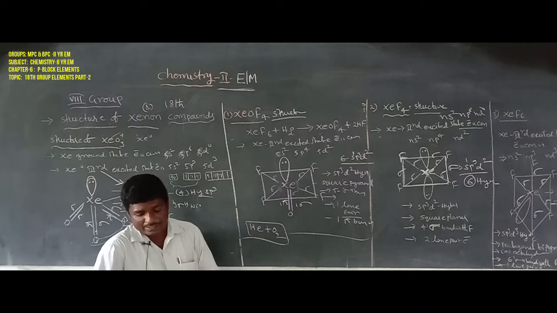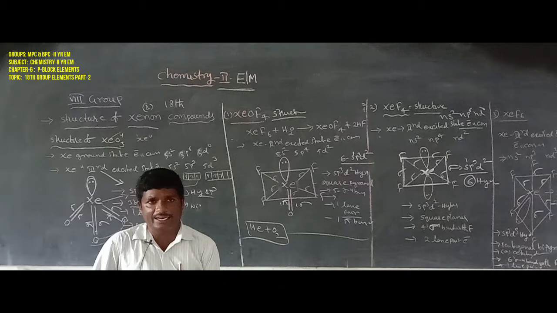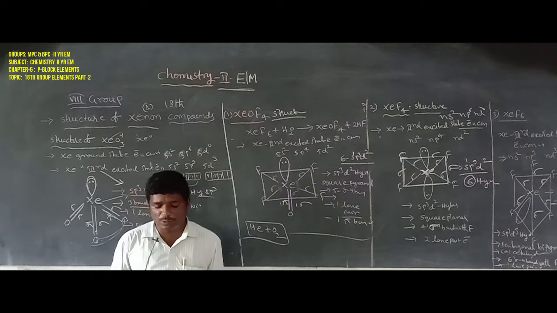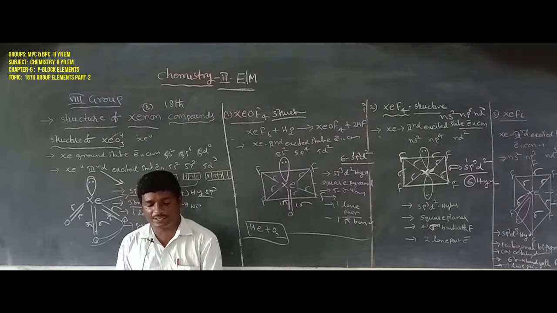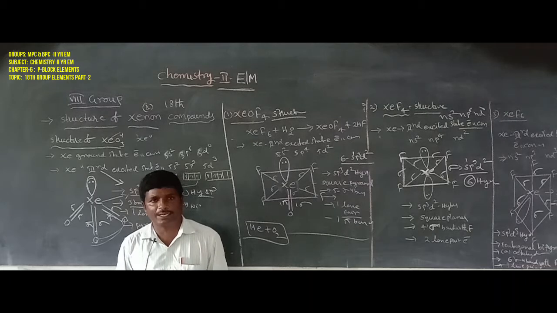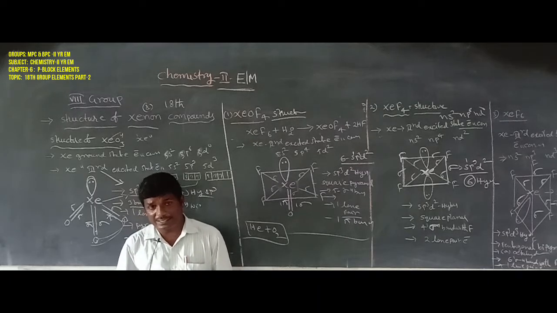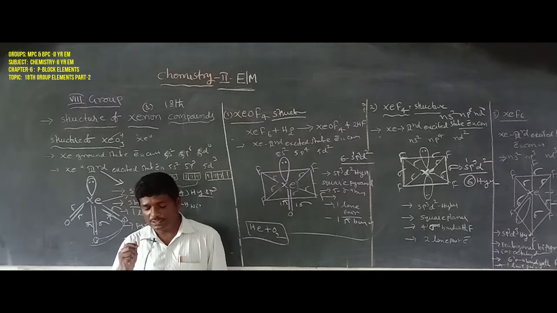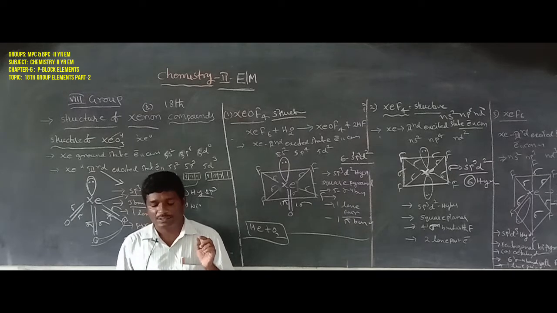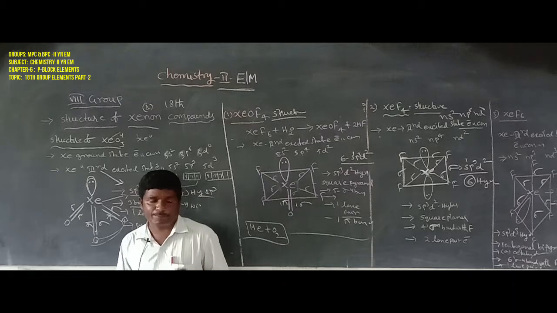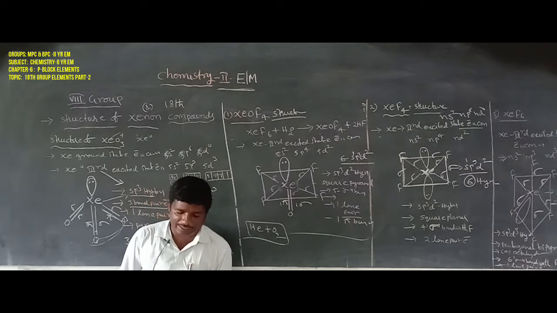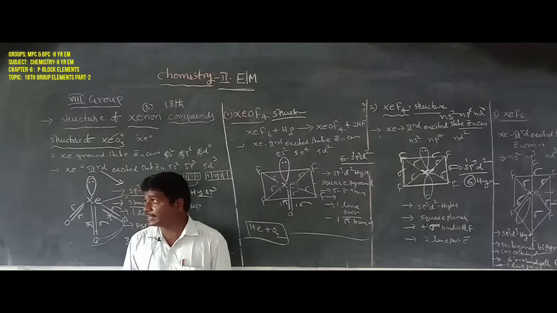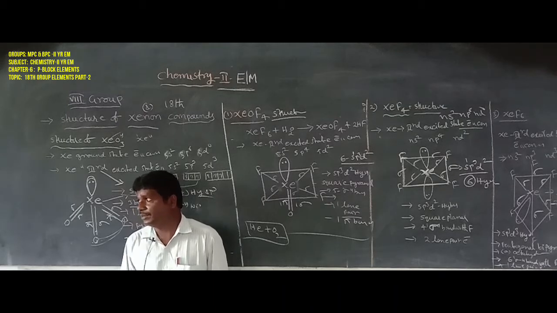Next, the uses of neon. Neon is mainly used for filling discharge tubes and fluorescent lamps, which are used for advertising purposes. Next, neon bulbs are used in botanical gardens and greenhouses. That is the uses of neon.